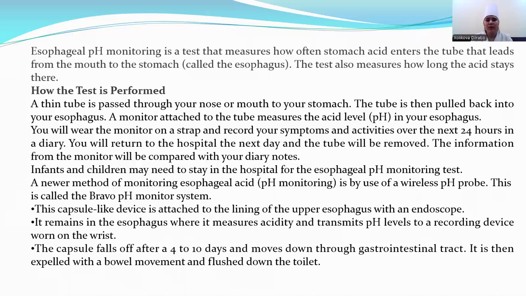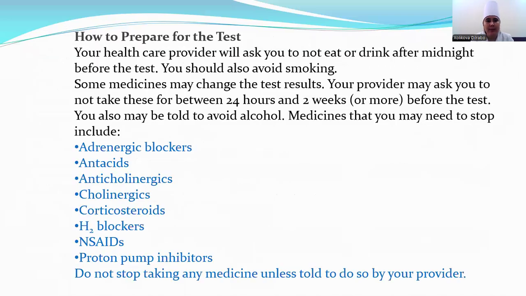A newer method of monitoring esophageal acid is by use of a wireless pH probe. This is called the Bravo pH monitoring system. This capsule-like device is attached to the lining of the esophagus with an endoscope. It remains in the esophagus, where it measures acidity and transmits pH levels to a recording device worn on the wrist. The capsule falls off after 4 to 10 days and moves down through the gastrointestinal tract. It is then expelled with the bowel movements and flushed down the toilet.